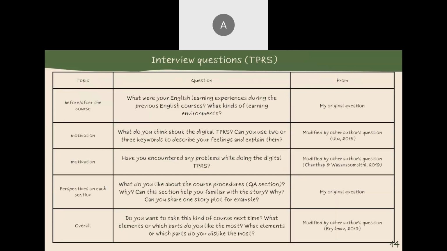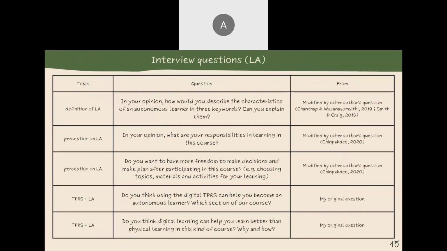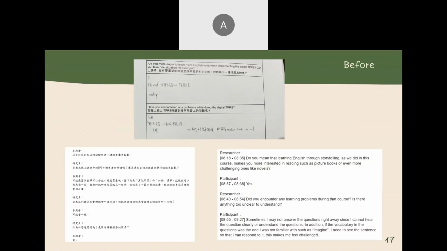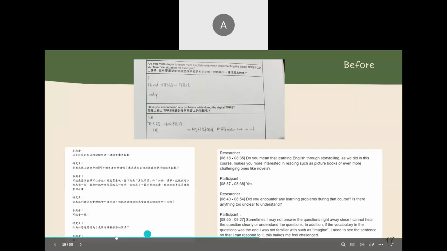And this is my interview questions. Most of these are the questions related to TPRS, and here is related to learner autonomy. Some were generated by myself, but some were modified from these five papers. So this is before, and here are my hand notes, and this is the Chinese version of the interview, and this is my translation into the English version.